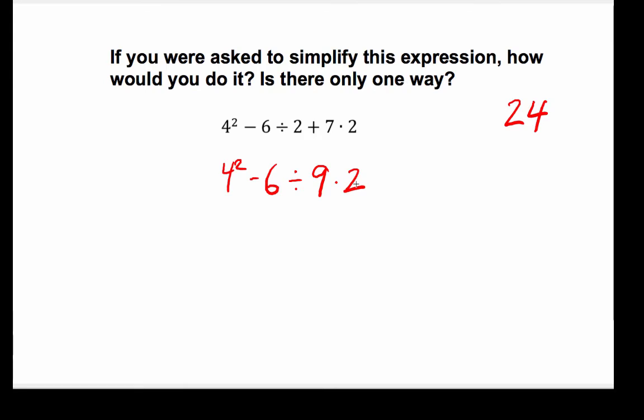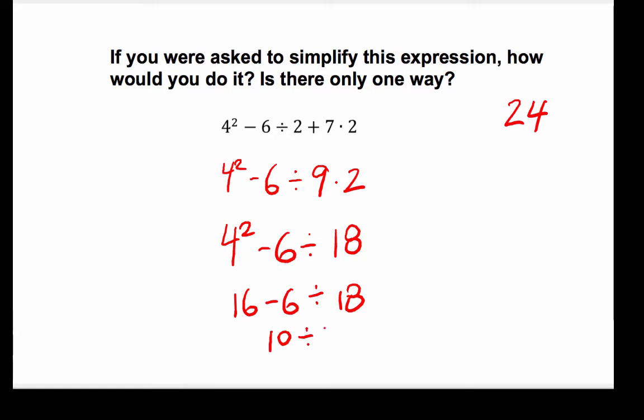And then they'll say, oh, well, multiplication, I like multiplication too, so why don't I just go ahead and multiply? 4 squared minus 6 divided by 9 times 2 is 18. Well, this exponent looks interesting. Why don't I do that next? 4 squared means 4 times 4, so I'll just write 16 minus 6 divided by 18. 16 minus 6 is 10. I'll go ahead and do that.